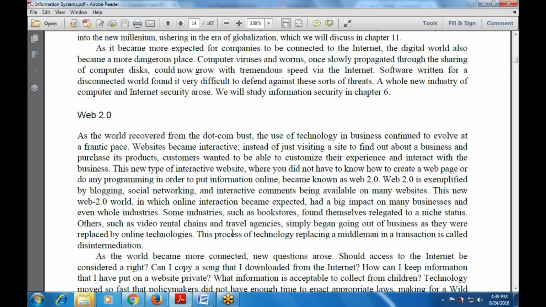Now, what is the next question? Should access to the internet be considered a right? Can I copy a song that I can download from the internet? How can I keep the information that I put on a website private? These are the various questions that are handled by the WWW, that is, by Web 2.0.